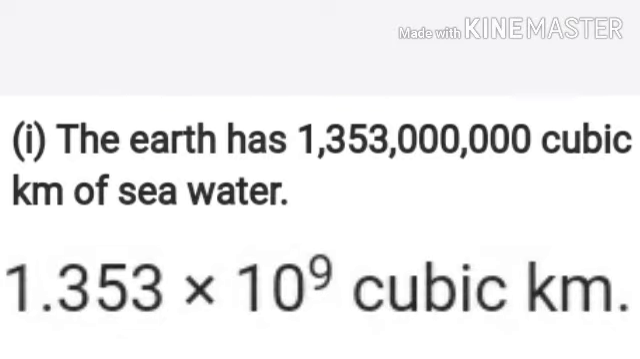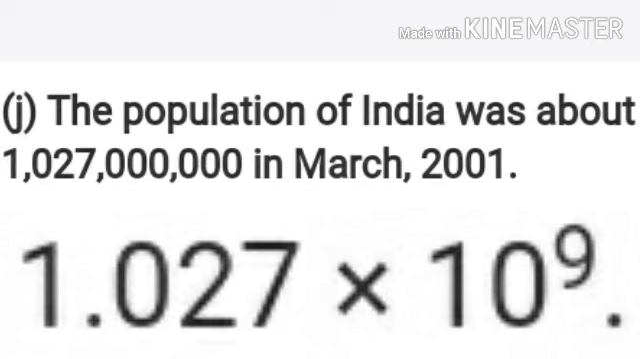J. The population of India was about 1,027,000,000 in March 2001. So we write it in standard form: 1.027 into 10 to the power 9. Decimal should always be put after one digit. So we put the decimal after 1.027, and the decimal will shift 9 places to the left. So 1.027 into 10 to the power 9. So the population of India was about 1.027 into 10 to the power 9 in March 2001.